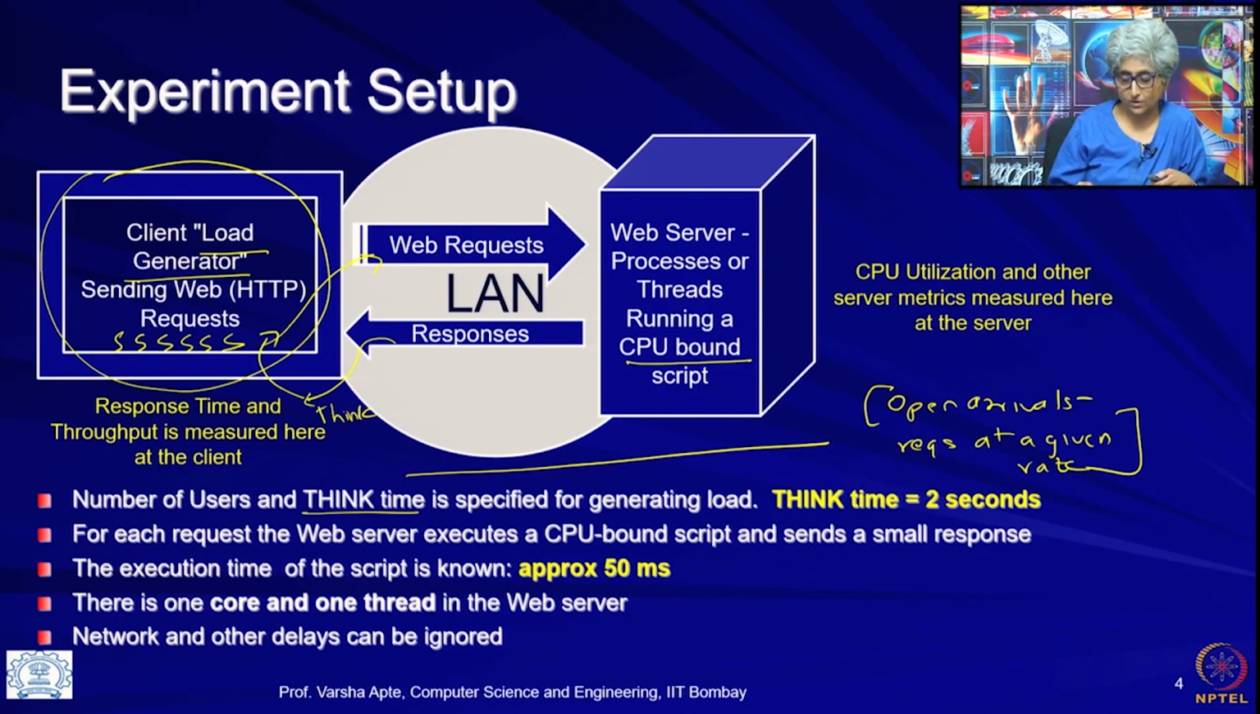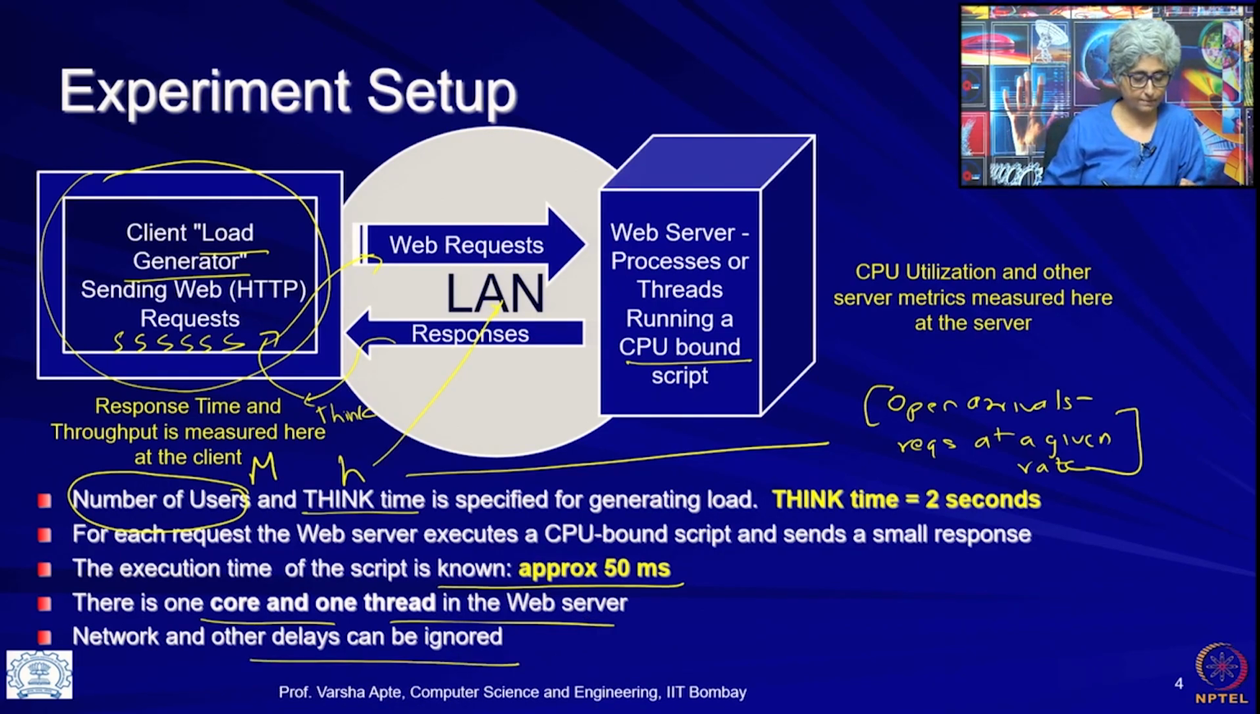The way we give the specification to the load generator is we give the number of users, which we denote by n as usual, and the think time h, and that is used as input by the load generator, and each of these threads does this request response loop. The execution time of the script, just like in the previous open experiment, is approximately 50 milliseconds. There is one core and one thread at the web server, just to keep things simple, and the experiment is happening on the LAN, so we do not have to worry about network delays.